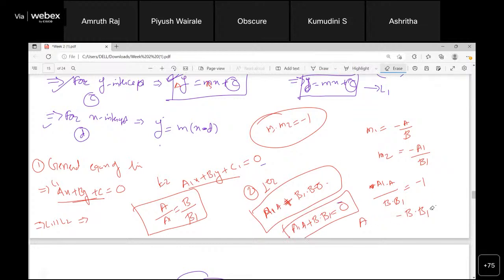Both ways you can do it. If you are comfortable with finding out the slope, just find the slope first, and then you can use this equation. No issue, both are the same thing. Okay, this is a general equation of a line. Now let us see this question.